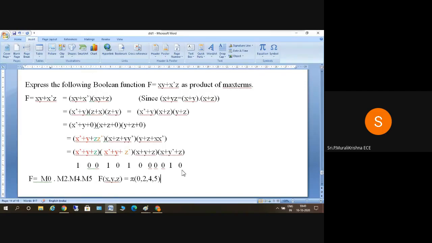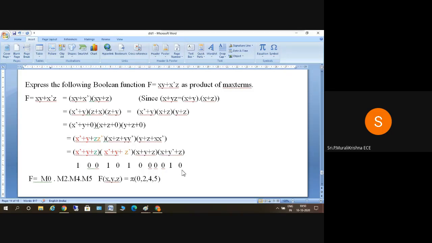Okay, so this is a product of maxterms. How to express a product of maxterms? We should be adding 0 to any sum where there is a missing term. So we'll be having sums here, and we'll be doing the product of the sums. Each sum should have each and every variable in normal form or complement form in the canonical representation of product of sums, which is called POS.